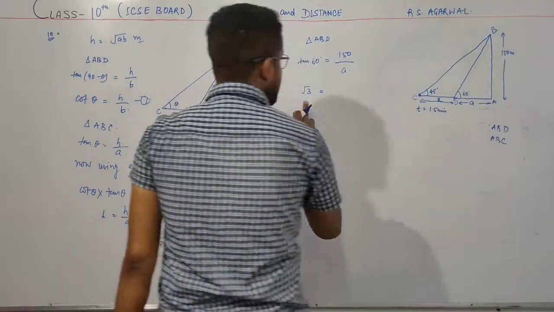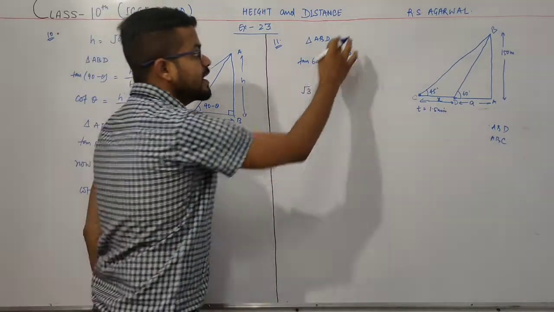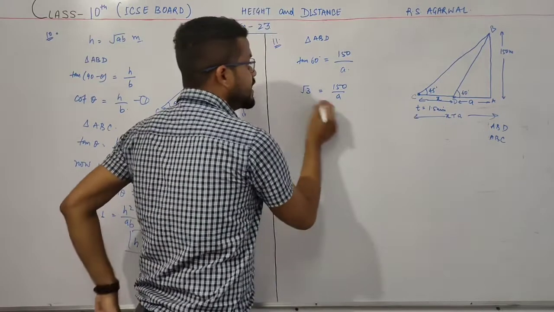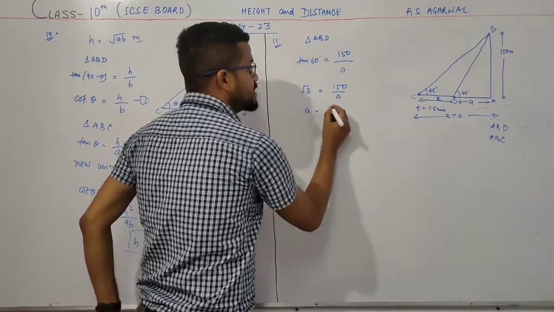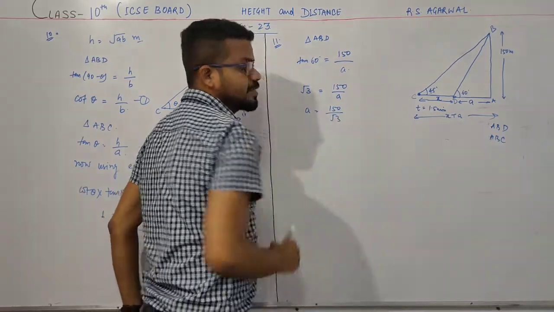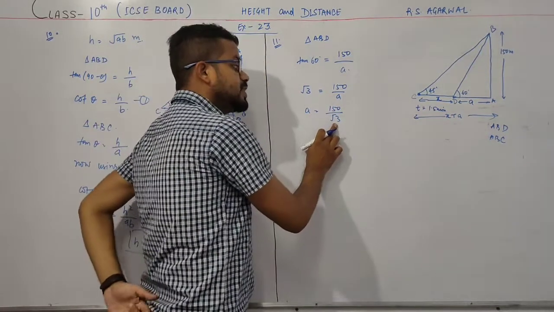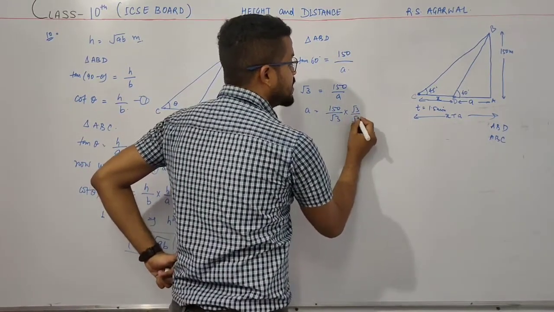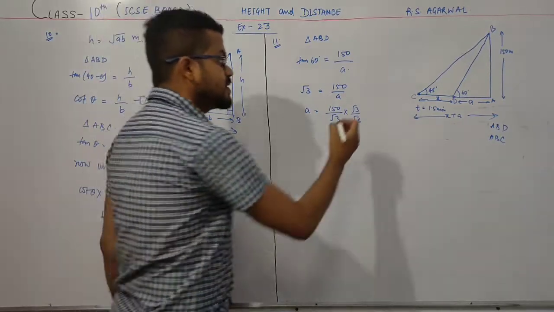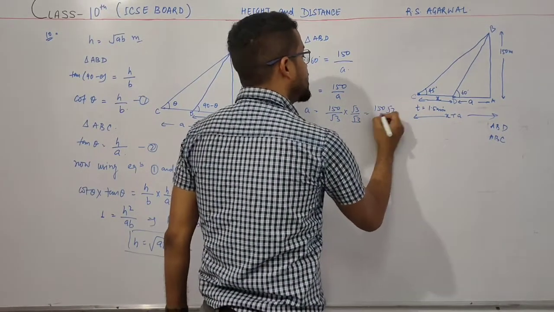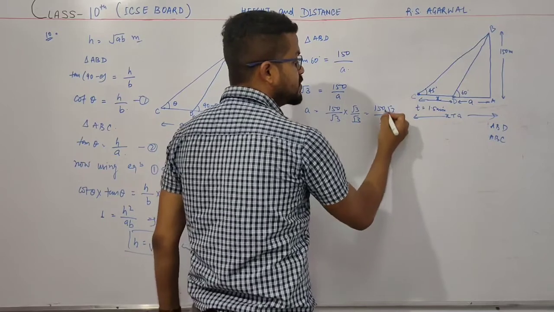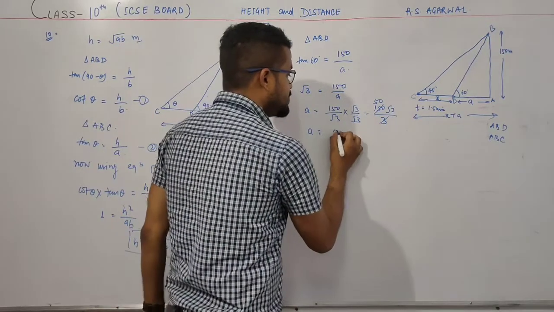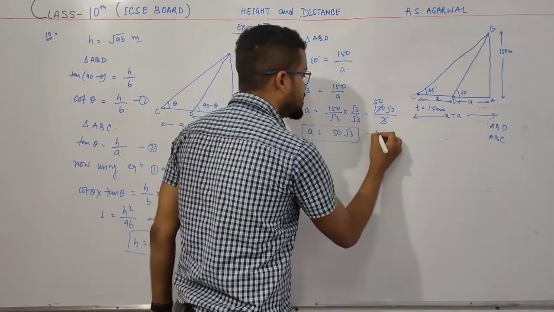So tan 60 degree is equal to root 3. Here this is 150, the height, and if I rearrange this, A is equal to 150 by root 3. Now here root 3 is in the denominator, so we have to rationalize it by multiplying numerator and denominator with root 3. So this is 150 root 3 divided by root 3 into root 3, which is 3, so 3 into 50 is 150. So the value of A is 50 root 3. This is equation number 1.